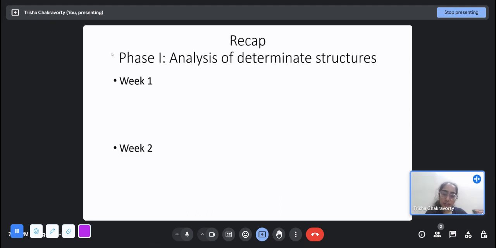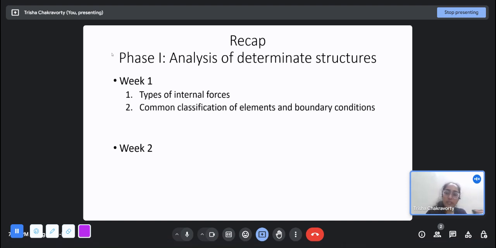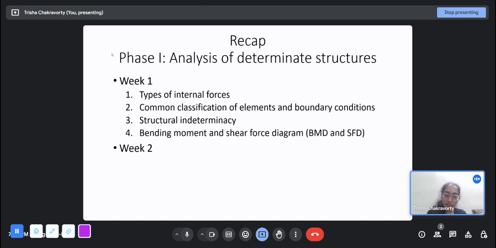I begin with recapping phase 1, that was analysis of determinate structures. In week 1, we covered the basics of structure analysis, types of internal forces like bending moment, shear force, torsional moment, and axial force. Common classification of elements like beam element, frame, and trusses, boundary conditions like hinge support, roller support, fixed support, or internal hinge, etc. Then we looked at structural indeterminacy and bending moment and shear force diagram, how to draw bending moment and shear force diagram with a variation along the length of a beam.